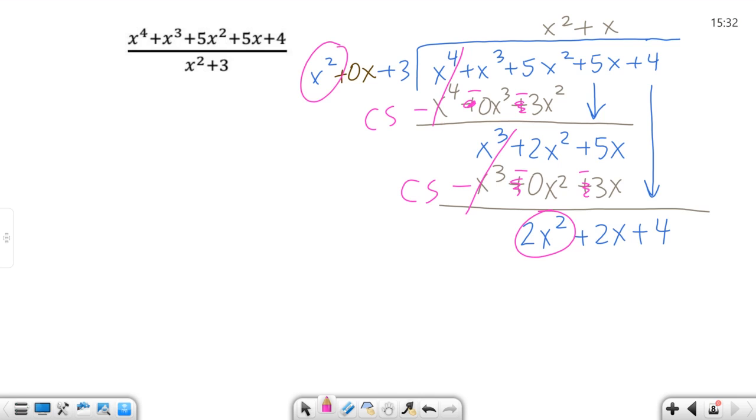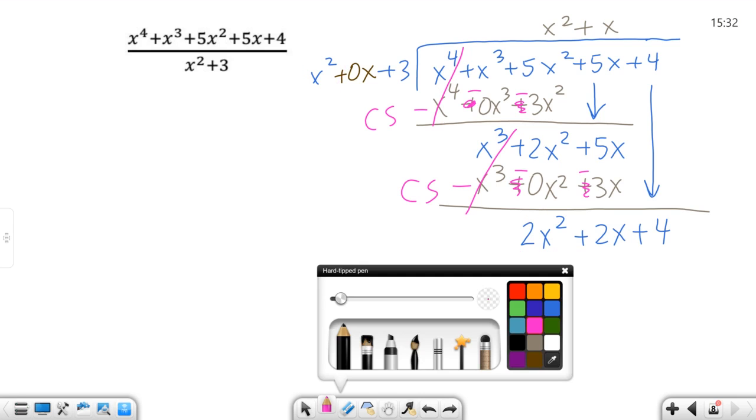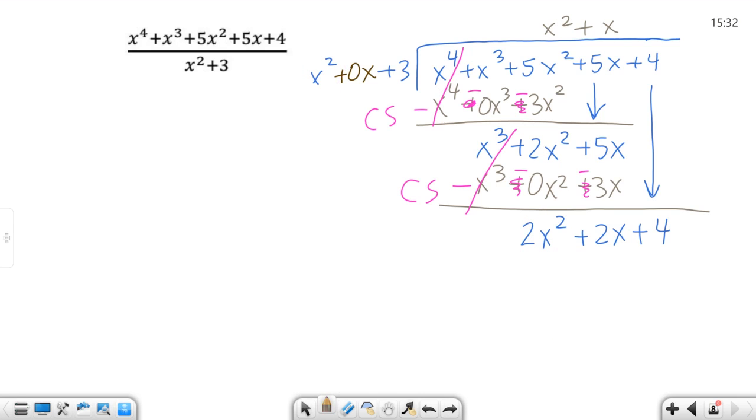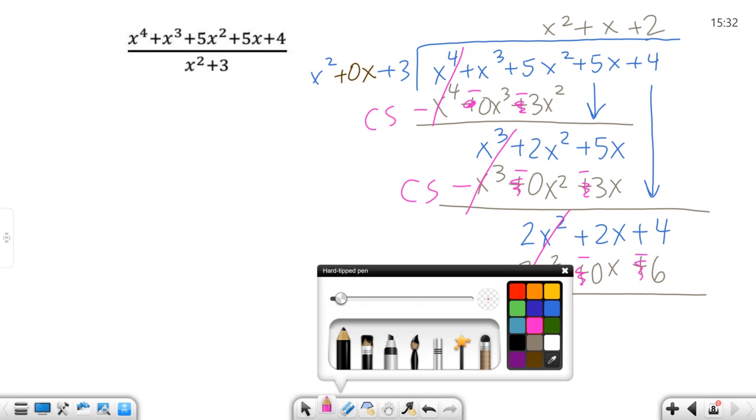2x squared and x squared is what? It's going to be 2 plus 2. So then 2 times x squared is 2x squared. And then 2 times 0x is plus 0x. And then 2 times 3 is going to be 6. So plus 6. And then I change those signs, right? Change those signs. Minus here, minus here, minus here. That cancels.